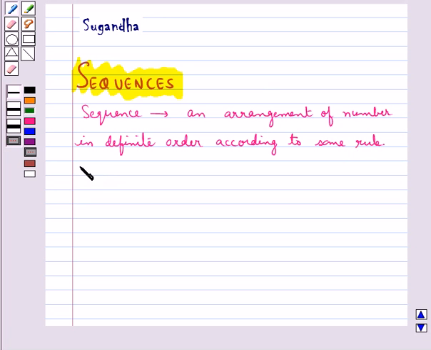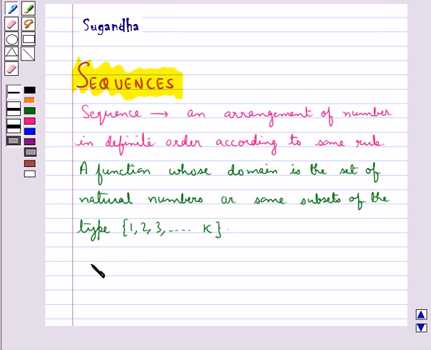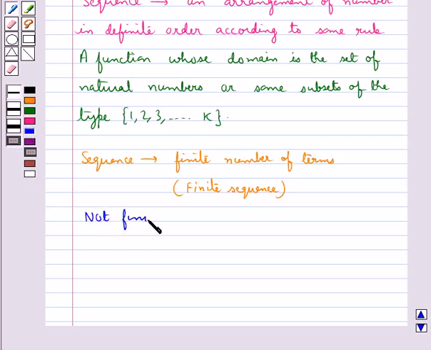Also, we define a sequence as a function whose domain is the set of natural numbers or some subsets of the type 1, 2, 3 and so on up to k. Then a sequence containing a finite number of terms is called a finite sequence, and a sequence which is not finite is an infinite sequence.